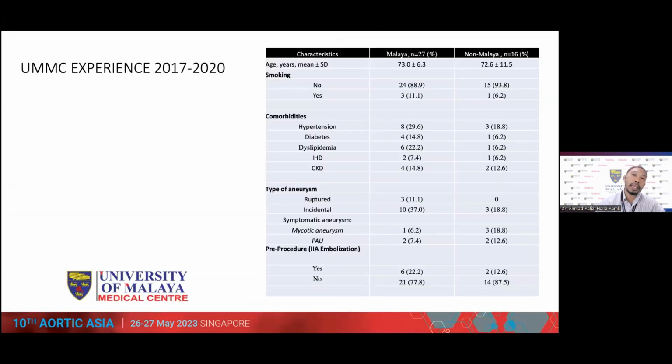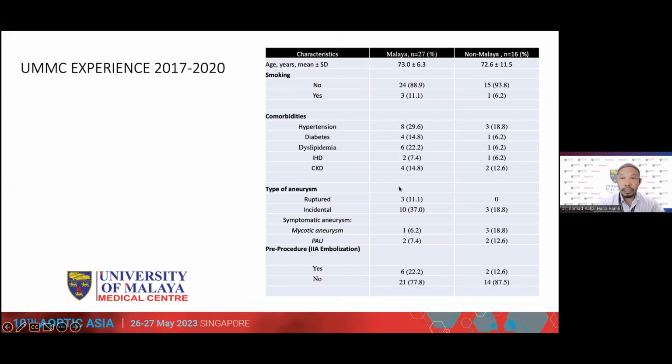So we moved on from there to actually use it prophylactically to prevent endoleak. This is our experience. We started back in 2017 until 2020, a prospective series comparing with non-Malaya.